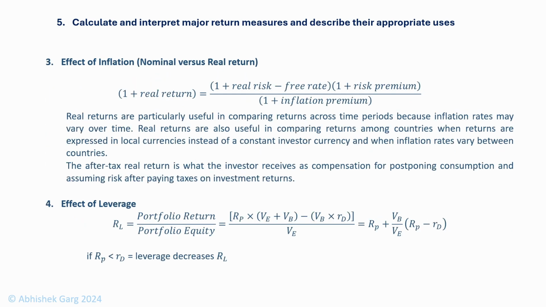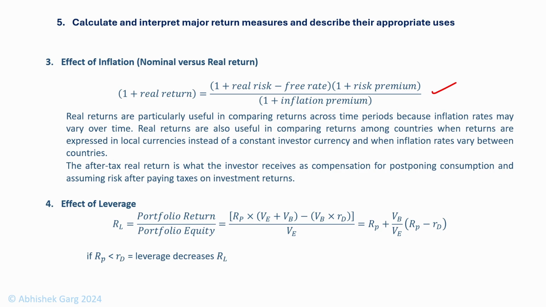Third is the effect of inflation. We calculate the nominal versus the real return. To calculate the real return earned on the portfolio, this is the formula: 1 plus the real risk-free rate, times 1 plus the risk premium, divided by 1 plus the inflation premium. So we reduce the return earned on the portfolio by the inflation.